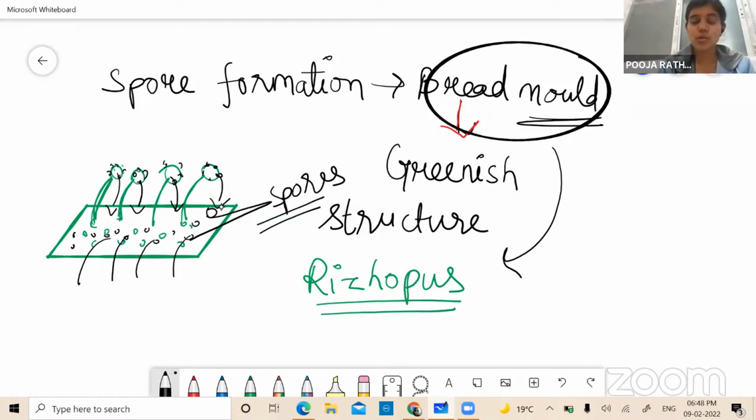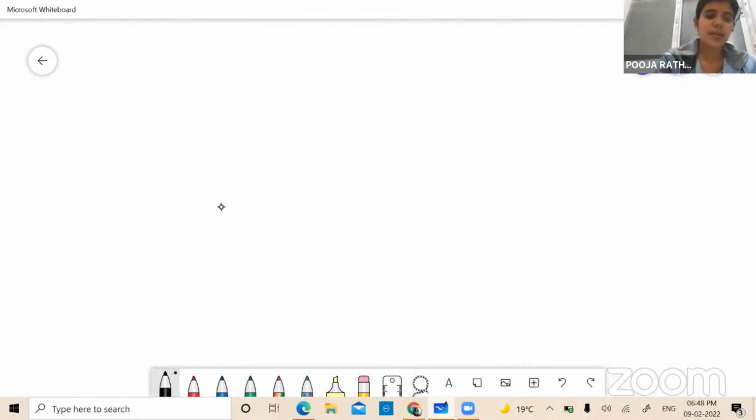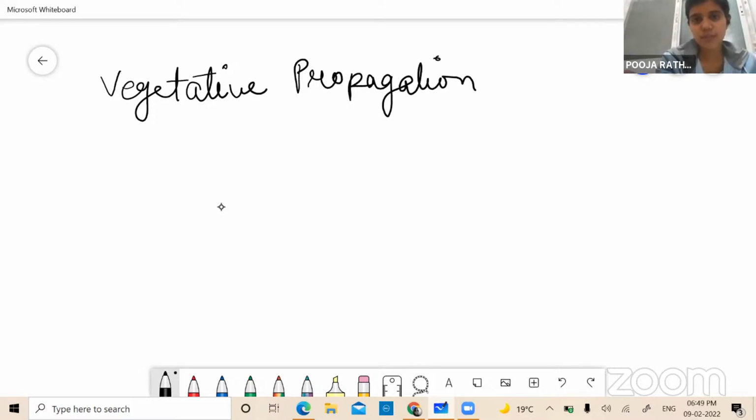So this was the fourth main type of asexual reproduction. The last one is vegetative propagation. Now, what is vegetative propagation? It is a type of asexual reproduction which takes place in plants. But in your NCERTs, vegetative propagation is given under asexual reproduction itself.